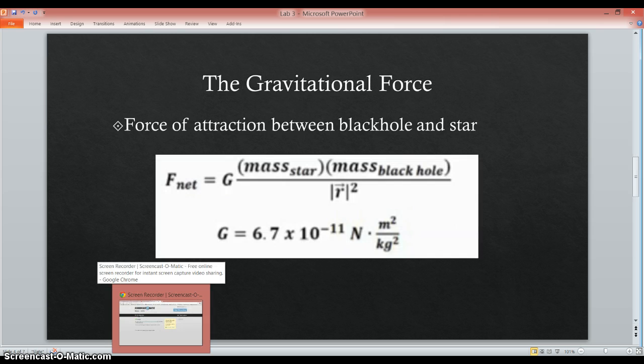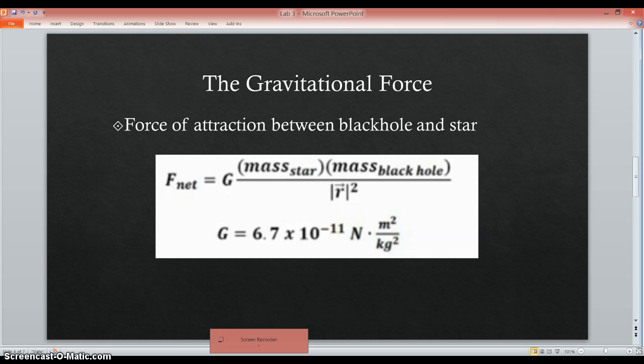The gravitational force was a key component of this lab. It was the force of attraction between the black hole and the star. Again, the formula that we used was the net force is equal to the gravitational constant times the mass of the star times the mass of the black hole, all divided by the distance between them squared. We calculated Fnet. We knew what G was, we knew the mass of the star, and we calculated the distance between them, and we isolated the mass of the black hole on one side of the formula. This is how we ended up with the mass of the black hole in the end.